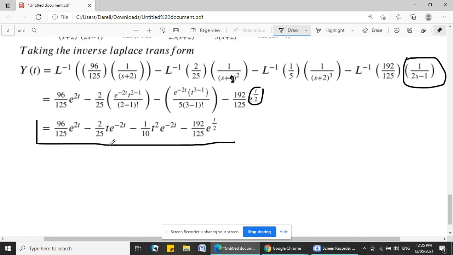We get 96 over 125 e to the power of negative 2t, minus 2 over 25 t e to the power of negative 2t, minus 1 over 10 t squared times e to the power of negative 2t, minus 192 over 125 e to the power of t over 2.